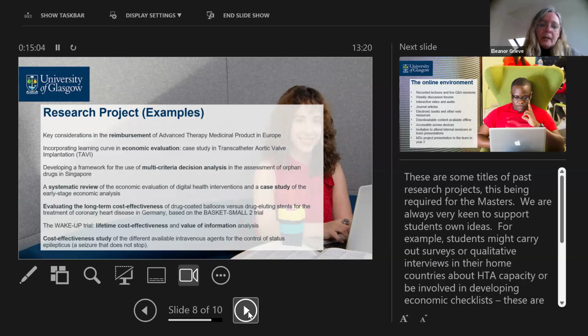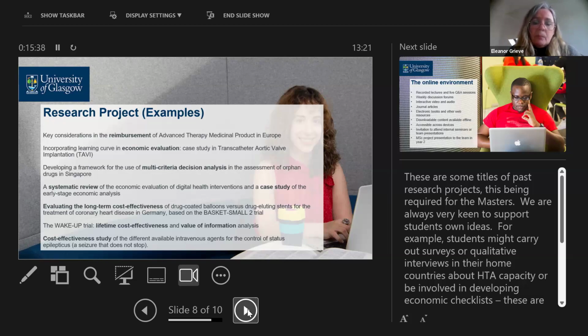So there's some titles on the screen there around evaluating long-term cost effectiveness of different interventions, systematic review, developing a framework for multi-criteria decision analysis. So some might be more case study orientated around different methods. So it can really be around any HTA methodology and around any theme that is of interest.